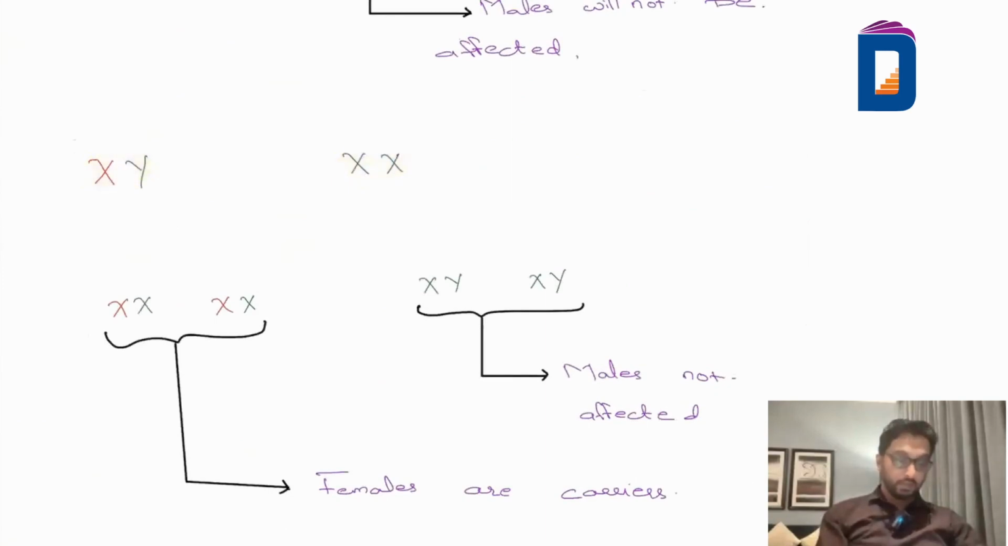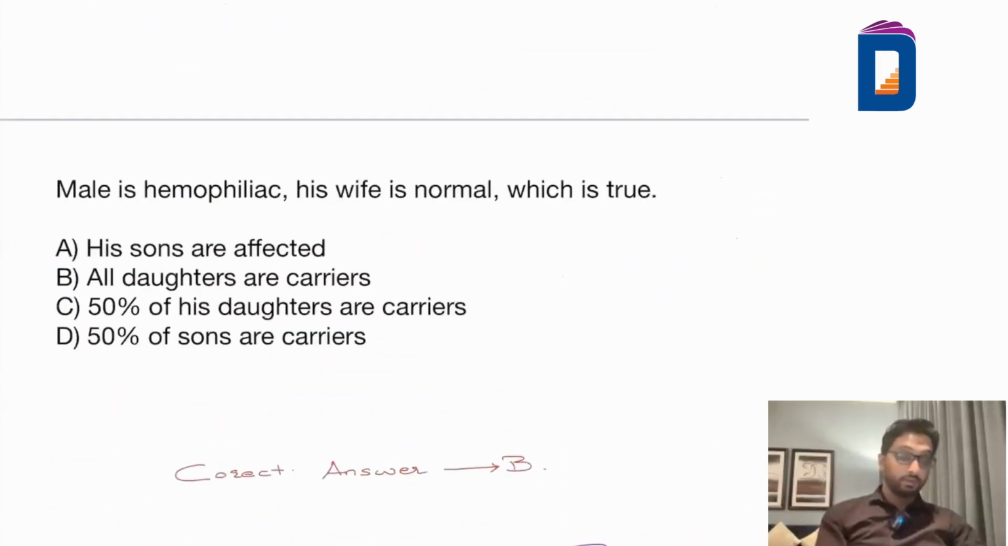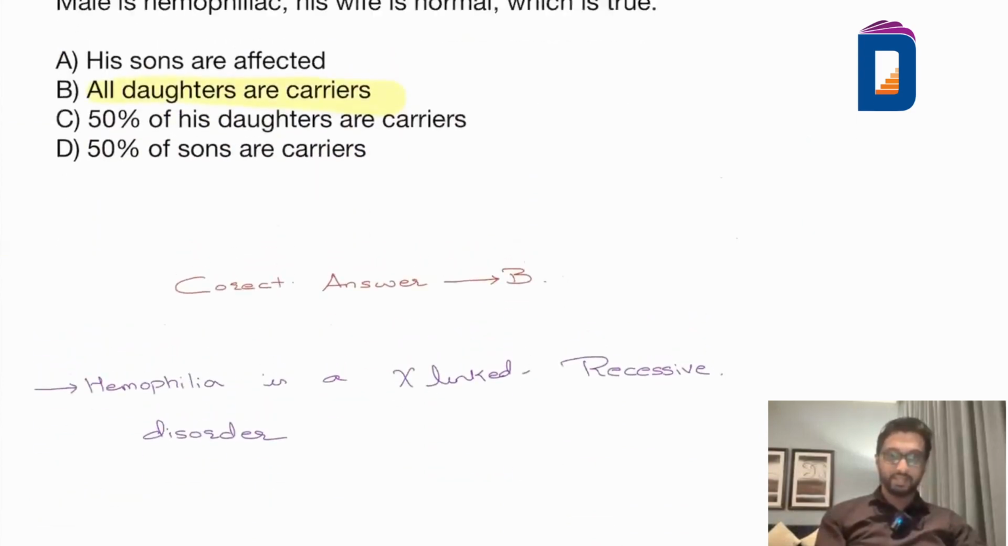So now see, this X will combine with this X. You get this, which is a female. Okay, this X will combine with the next X. You get this again, a female. So two females which are carriers, recessive, isn't it? Recessive we are talking about. Hemophilia is a recessive disorder. So with only one X in females, both of them are only carriers. So the statement, all daughters are carriers, is true. That's the correct answer for this.